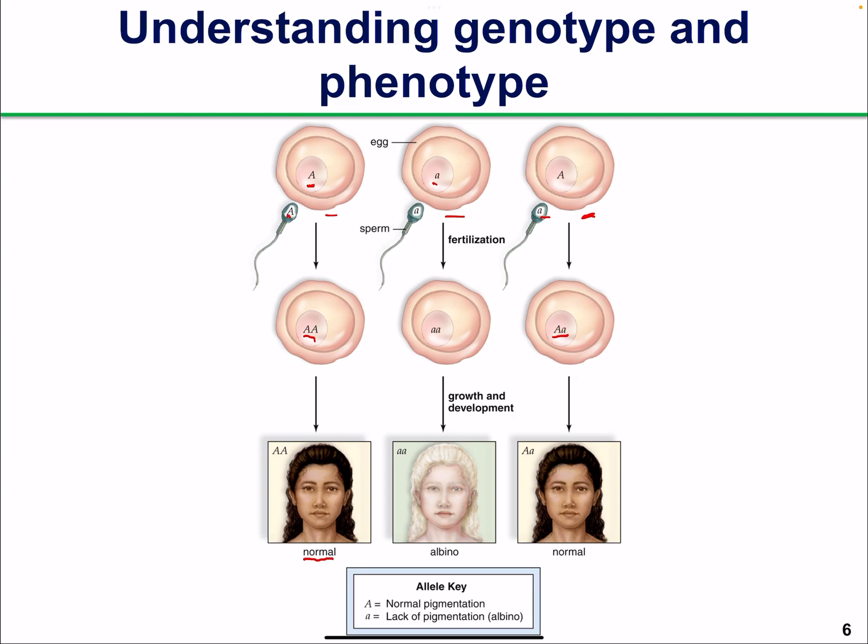Because capital A is dominant, normal pigmentation is dominant over no pigmentation, the individual is going to have a normal pigmentation. Now, what if an egg has a recessive allele for pigmentation and a sperm cell has a recessive allele for pigmentation? In that case, the zygote, after fertilization, is going to be homozygous recessive, which is going to have no pigmentation. In this case, we have an individual who is albino, without pigmentation, right?